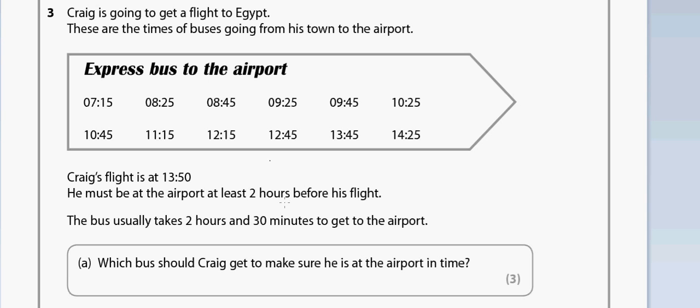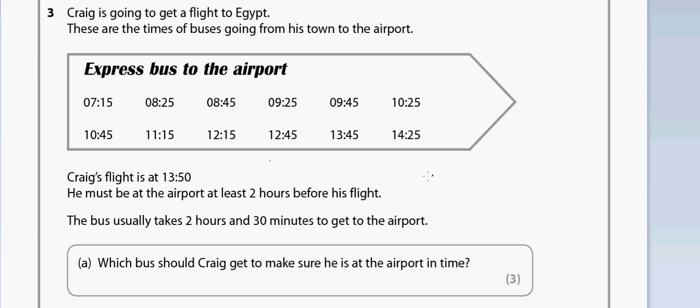So Craig's flight is at 13:50. He must be at the airport at least 2 hours before the flight, and the bus usually takes 2 hours and 30 minutes to get to the airport. Now when I do these sort of questions, I tend to work backwards.